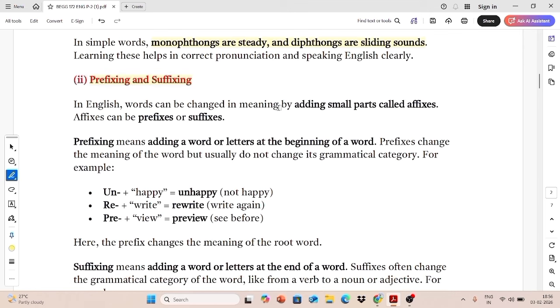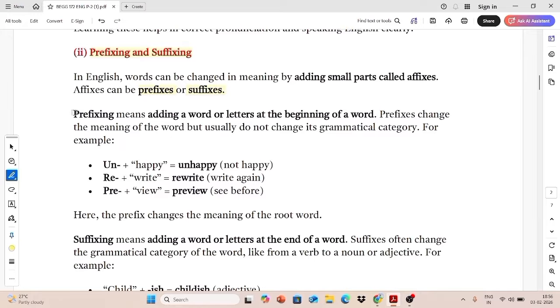Next, we'll be discussing prefixing and suffixing. What is pre? The pre itself means before. Okay. In English, words can be changed in meaning by adding small parts called affixes. Affixes can be prefixes or suffixes. So first we will discuss prefixing. What is prefixing? As I already told, pre means before or the beginning. So prefixing means adding a word or letter at the beginning of a word. Prefixes can change the meaning.